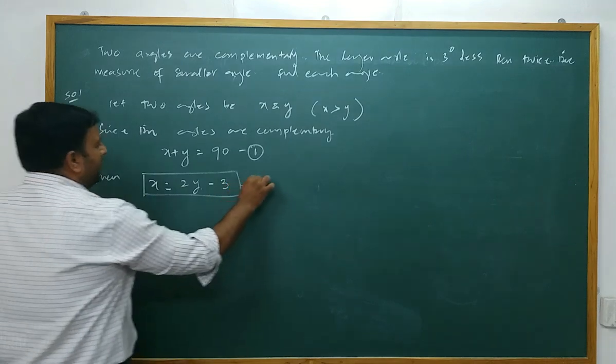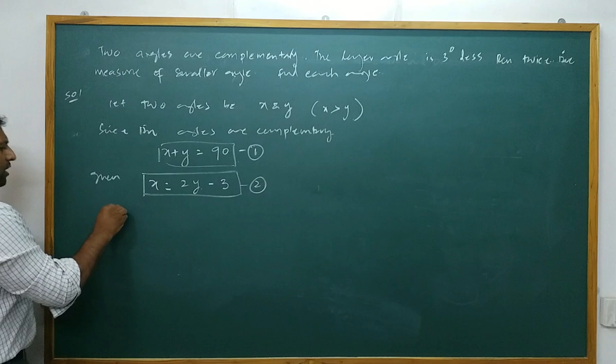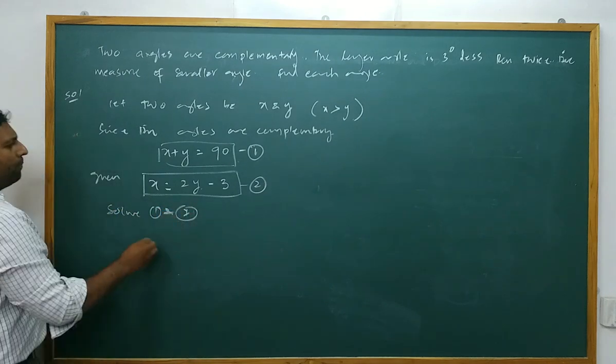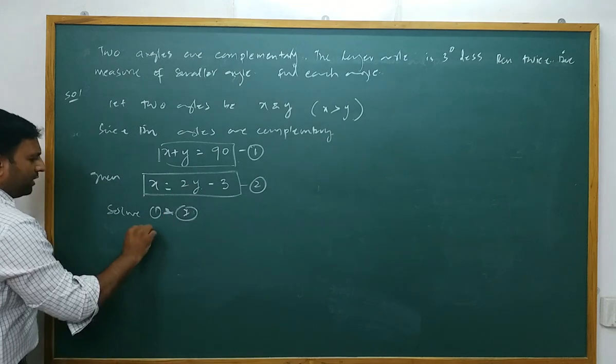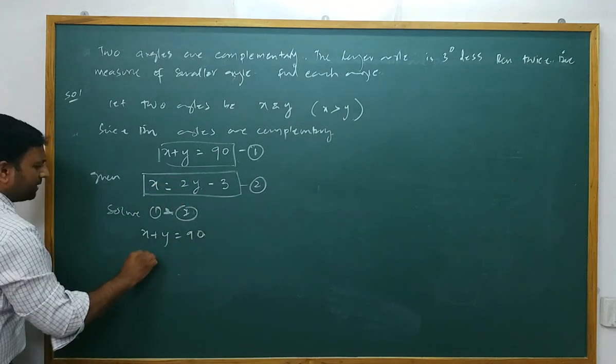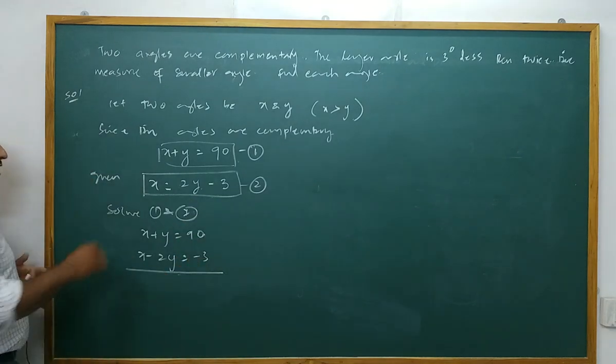Now I will call this the second equation. I will call this the first equation. And there you go. I am going to solve 1 and 2. Now you can rewrite this equation as well. x plus y is equal to 90. And this is x minus 2y is equal to minus 3. Alright. Now how do I solve?